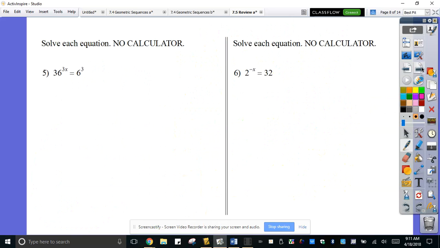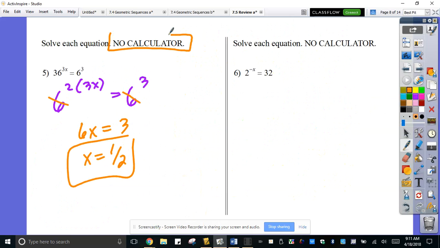We'll skip that one. Okay, here. How do we solve this one here? 36 and 6, do they have the same base? Our goal is to keep their base the same. 36 is 6 squared. Do you agree with me? But there's a 3x there, so put the 3x with that: 6 cubed. They have the same base here, so you can cross that out now. 2 times 3 is 6x is equal to 3, so therefore x equals 1/2.